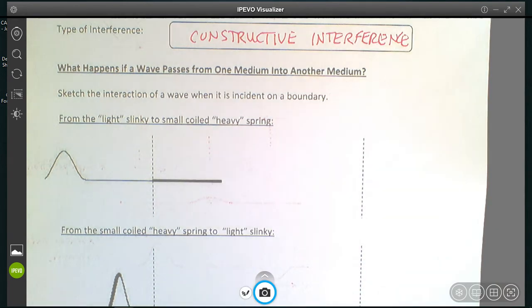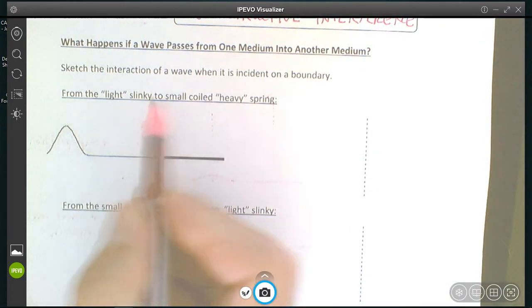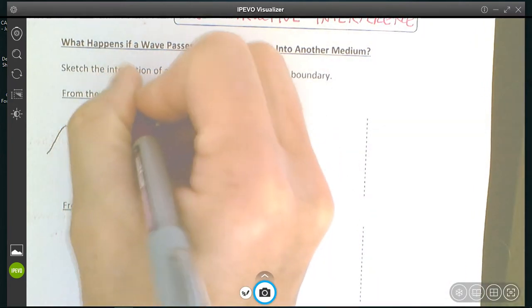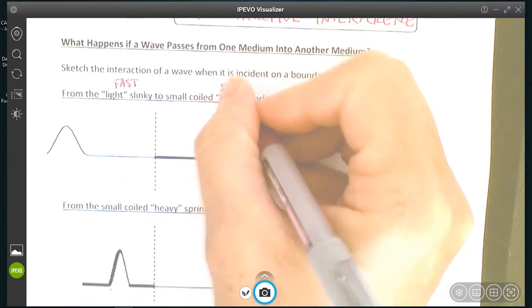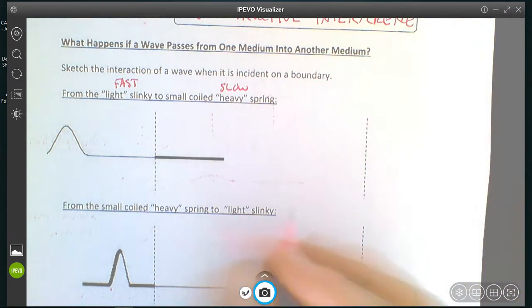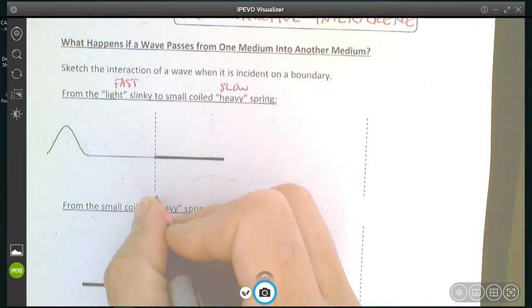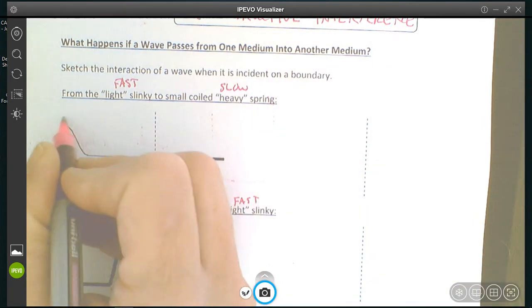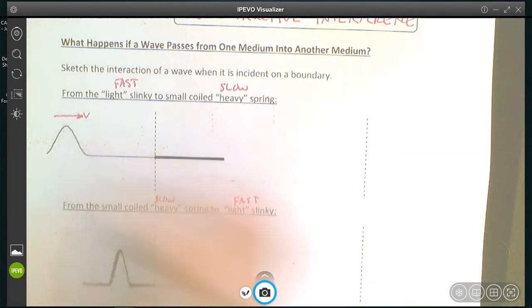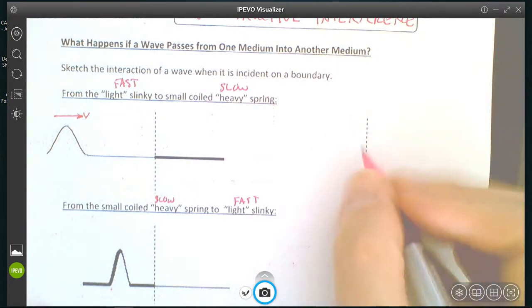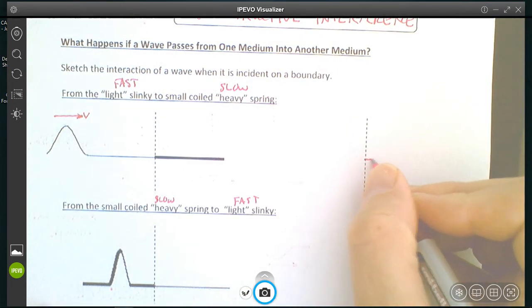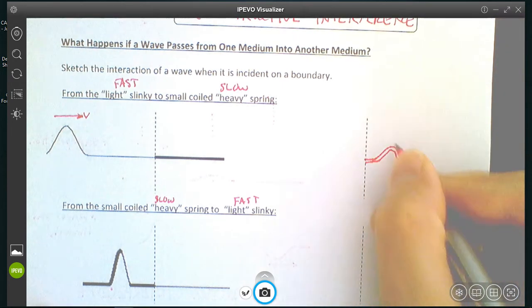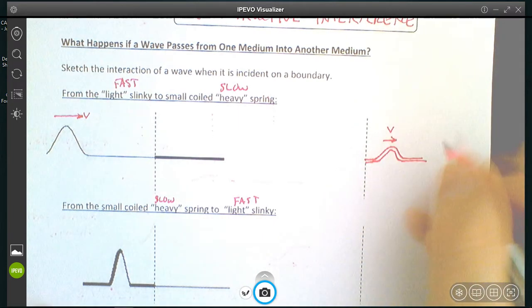All right, what happens if a wave passes from one material to another? This is another consolidation. You can see here, from a light slinky, which we call a fast slinky, to a heavy slinky, which we call a slow slinky or slow spring. This is from fast to slow. The wave's coming in pretty fast at a high amplitude. If it hits a solid boundary, then the wave will transmit through at a smaller amplitude on the same side and be traveling slower.